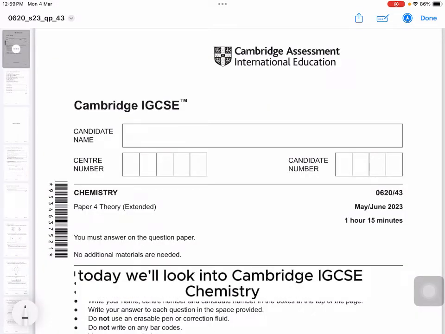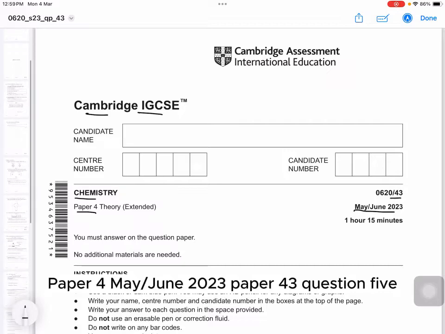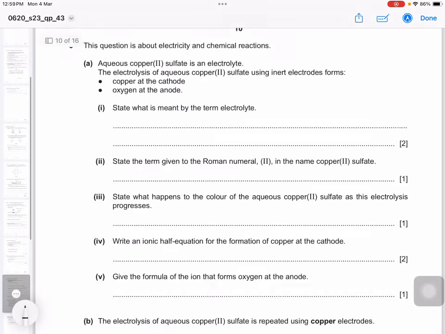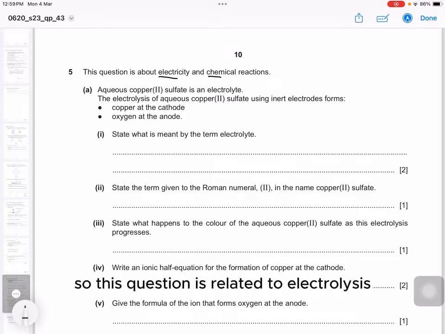Alright, dear students, today we'll look into Cambridge IGCSE Chemistry Paper 4, May June 2023, Paper 4-3. Question 5. This question is about electricity and chemical reactions. So this question is related to electrolysis.